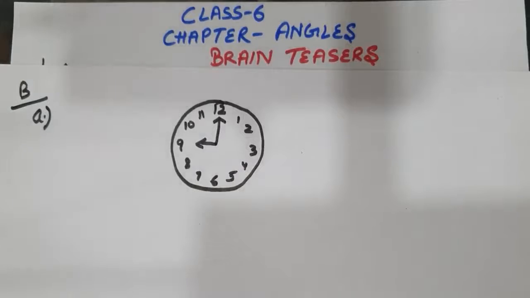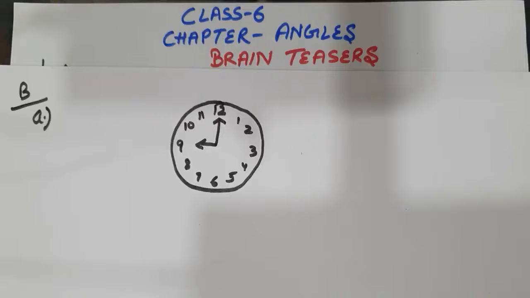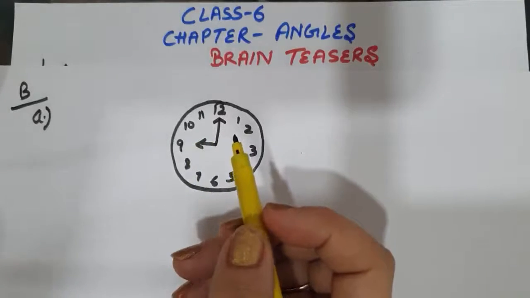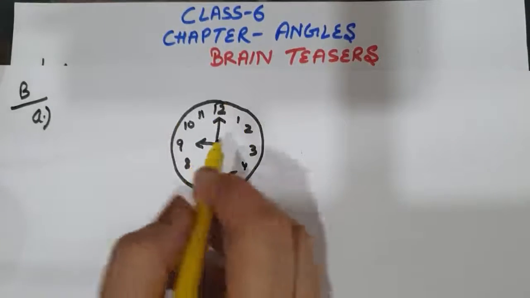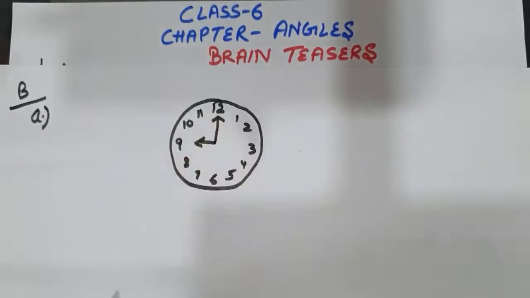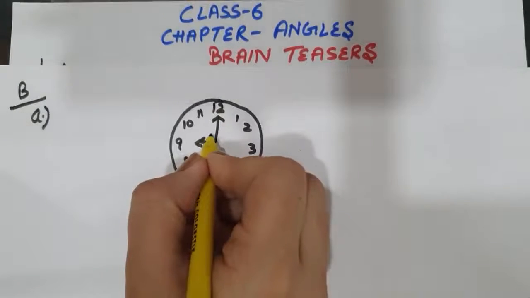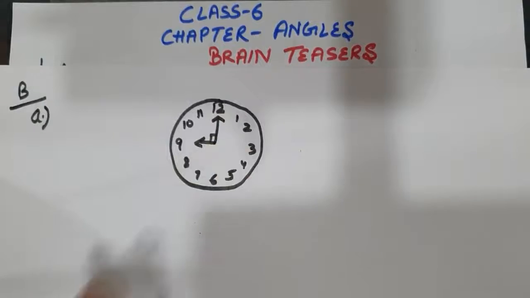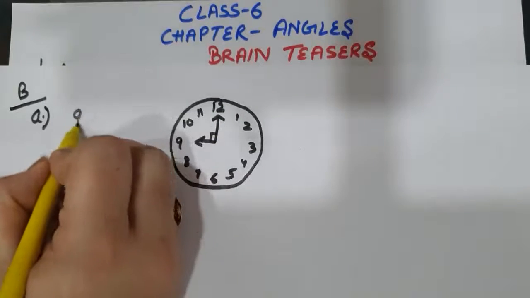Moving on to the next question, B part. Answer the following questions. First question of B part, that is A. How many degrees are there in the angle made by the hour hand and the minute hand of a clock when it is 9 o'clock? It means when a watch is given, and 9 o'clock is there, the small hand, that is our hour hand, is on 9 and the bigger hand is on 12. So what is the angle which is forming between both of these? We can clearly observe that the angle will be 90 degrees.